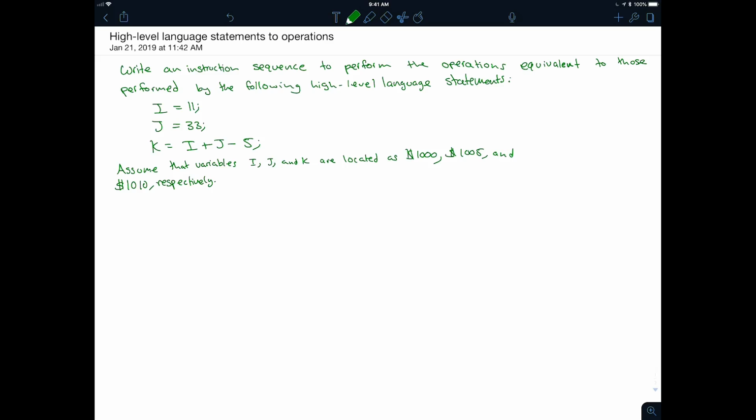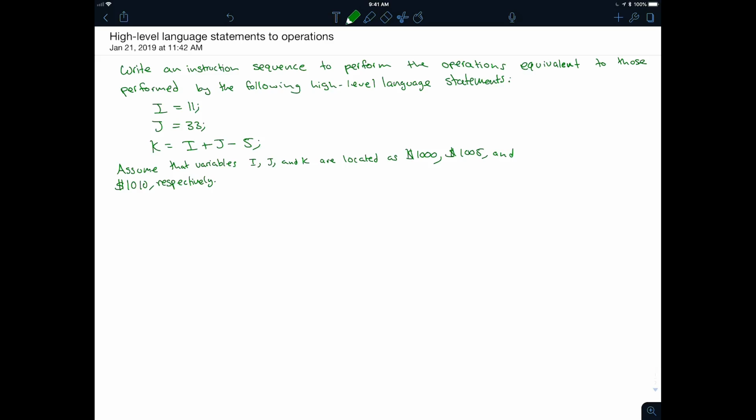The question asks us to write an instruction sequence to perform the operations equivalent to those performed by the following high-level language statements. So i equals 11, j equals 33, and k is equal to i plus j minus 5. Then it says assume that the variables i, j, and k are located at 1000, 1005, and 1010 respectively.